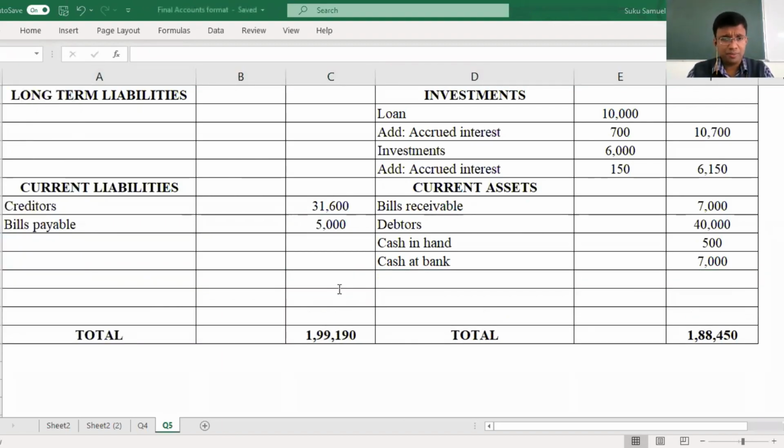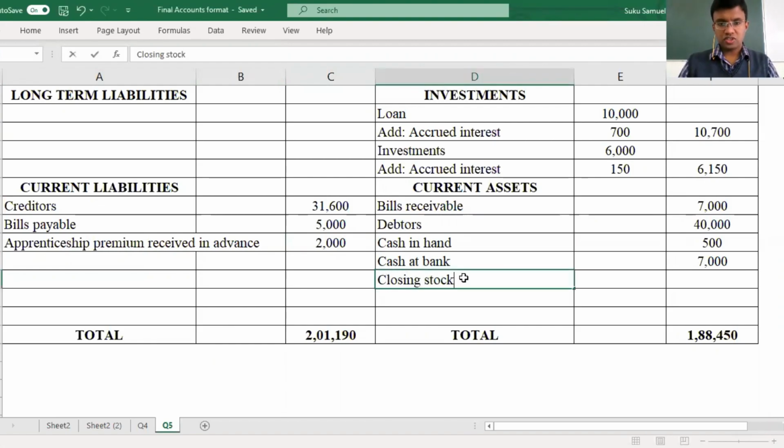Then we have apprenticeship premium. Here we have apprenticeship premium, which we have received in advance, and the amount is 2000. Okay, now we have closing stock. Closing stock is an asset. It is a current asset that we have shown.